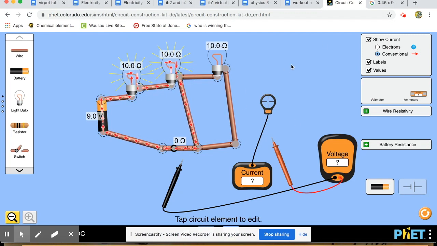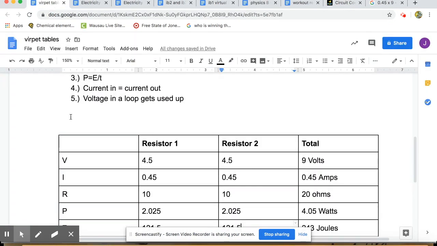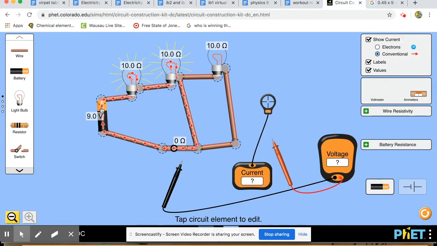But this last rule here also says that the voltage in the loop gets used up. So what that means is that there's only 9 volts available. So this is only one loop, so all 9 volts has to get used up. Well, this uses 4.5 volts. This uses 4.5 volts. So 4.5 volts get used up here. 4.5 volts get used up here. By the time it gets back to the other end of the battery, it's lost all its voltage.